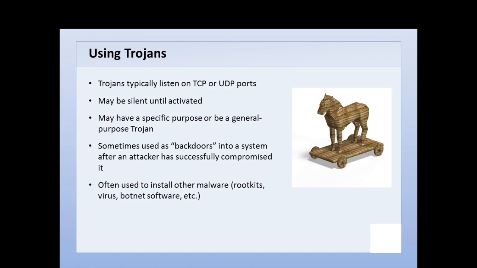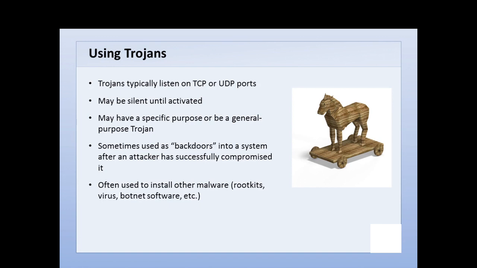Sometimes Trojans are used as backdoors into a system after an attacker has successfully hacked it. So they've hacked the system, they've gone into it, they've got privileges, they've elevated them, they've stolen data. They may leave a Trojan also just in case everything else is discovered and their primary way of getting into the system is cut off. They may leave another Trojan resident in the system somewhere that they can use to get back in.